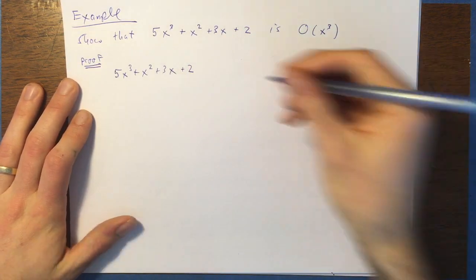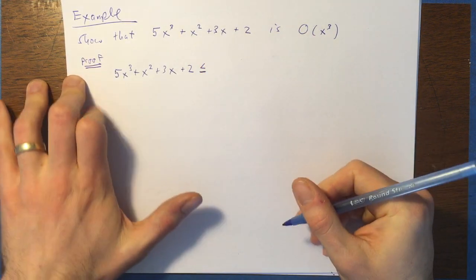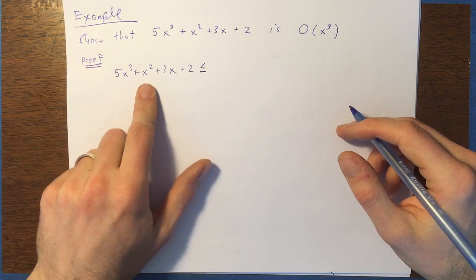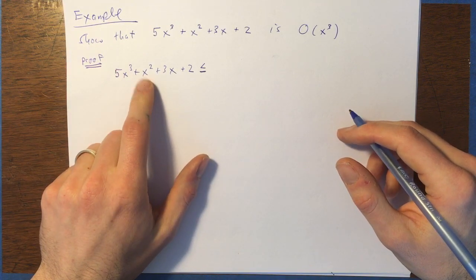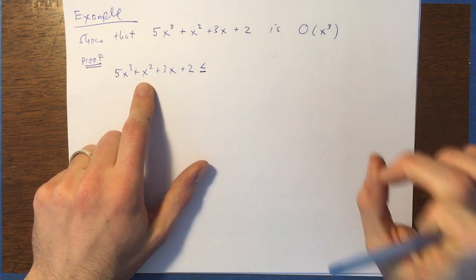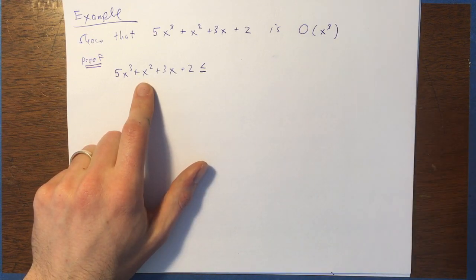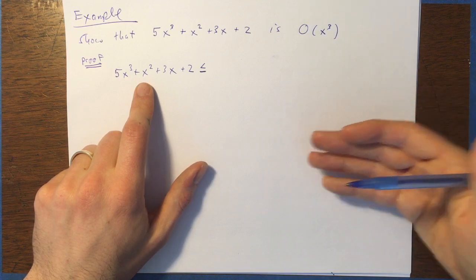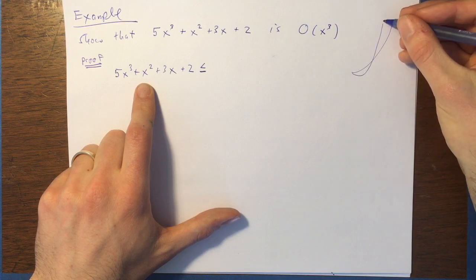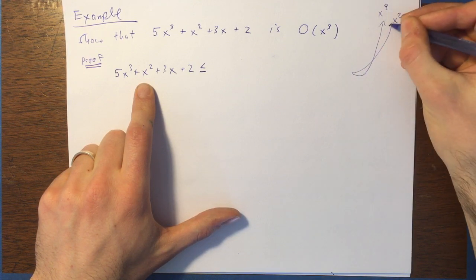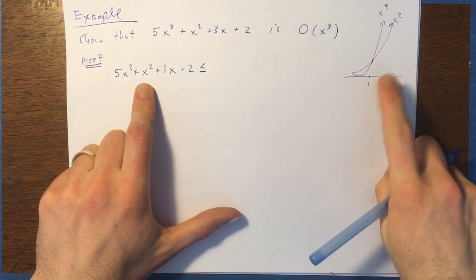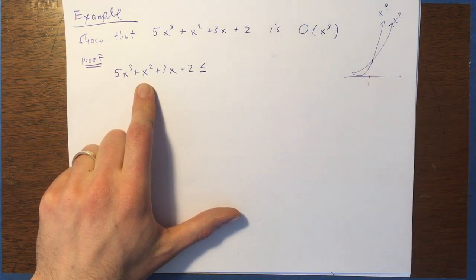Now, I want to show that that's less than or equal to something. What I really want to do is get some multiple of x cubed. So I can take these terms of lower powers, and I can relate them somehow to x cubed. For example, x squared is going to be less than or equal to x cubed if x is bigger than 1. Remember that x squared does this and the x cubed does this, and they cross when x equals 1. So this inequality is going to be true as long as we're greater than 1.